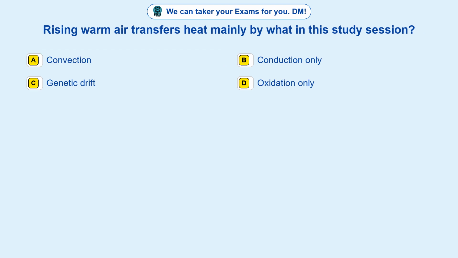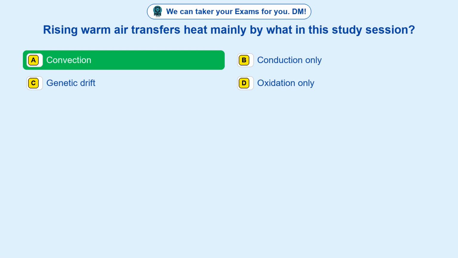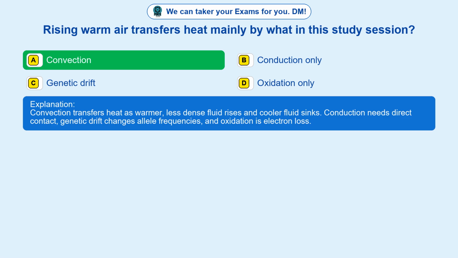Question 76. Rising warm air transfers heat mainly by what in this study session? Option A, convection. Option B, conduction only. Option C, genetic drift. Option D, oxidation only. The correct answer is option A. Convection. Convection transfers heat as warmer, less dense fluid rises and cooler fluid sinks. Conduction needs direct contact, genetic drift changes allele frequencies, and oxidation is electron loss.